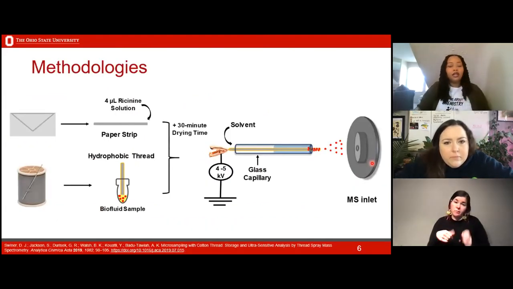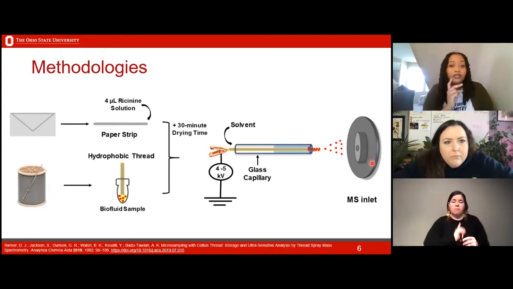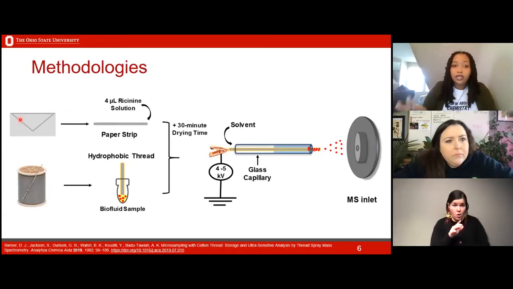Like I mentioned earlier, ricin gets sent in the mail often, and people also try to ingest it. So that means I had to be able to detect it on 2 different substrates. I needed to see if I could see it on an envelope, so on a piece of paper, but also in a biological fluid sample.